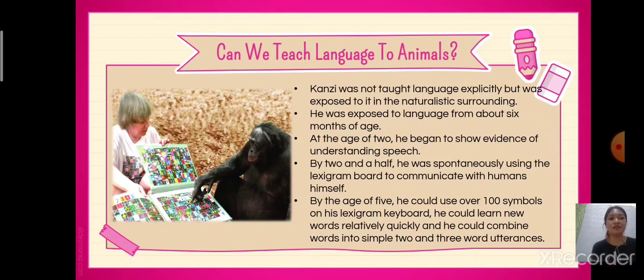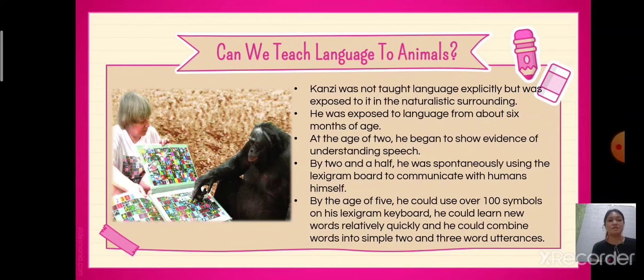So at the age of 2, he began to show evidence of understanding speech. By 2.5, he was spontaneously using the lexigram board to communicate with humans himself. And by the age of 5, he could use over 100 symbols and combine words into simple 2- and 3-word utterances. One example of this is when Kanzi says, peanut hide.